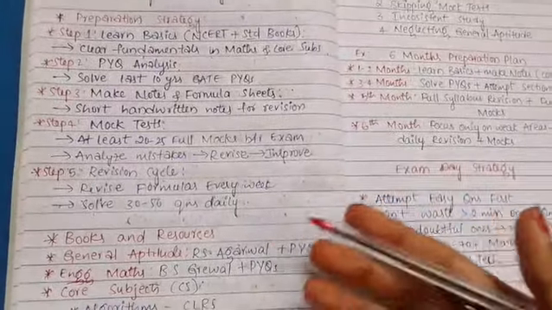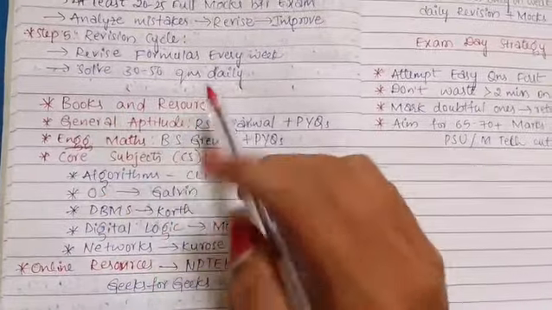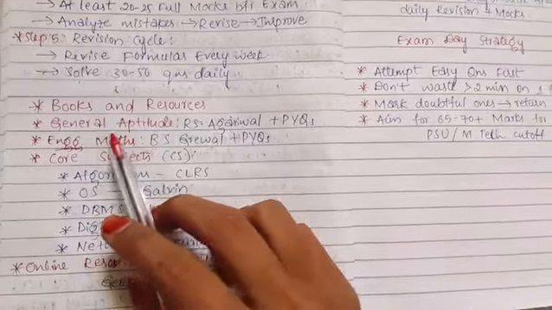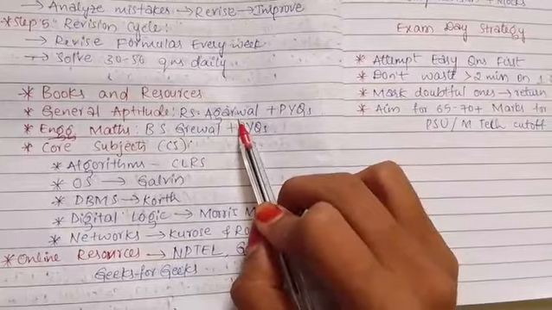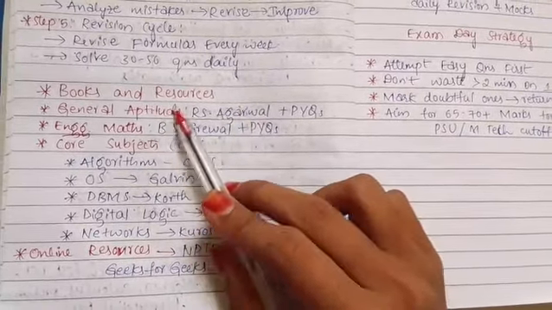Aim to solve more and more questions daily. What are all the books and resources needed to prepare for the GATE exam? Let us see that. For general aptitude, you have to refer the R.S. Agarwal book. This is the best recommended book for aptitude.